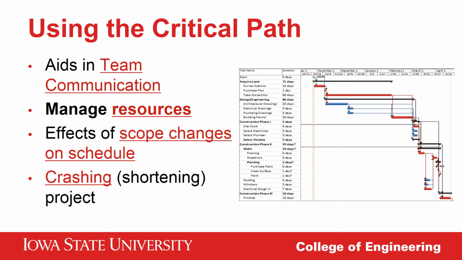Some projects require the use of equipment that is shared between multiple projects. The Gantt chart helps to plan when such equipment will be needed.